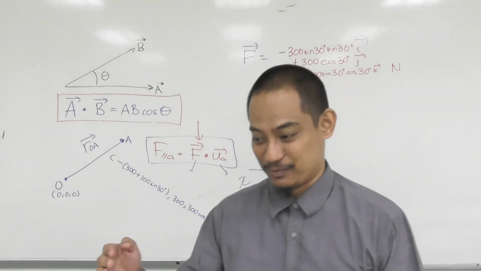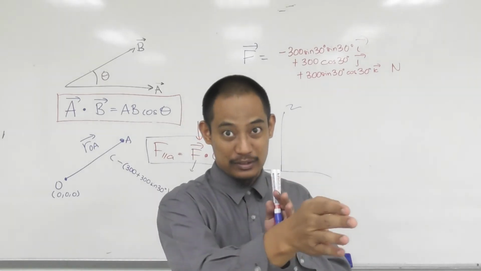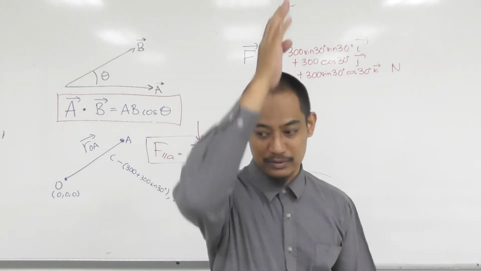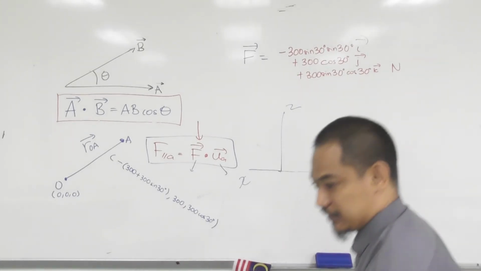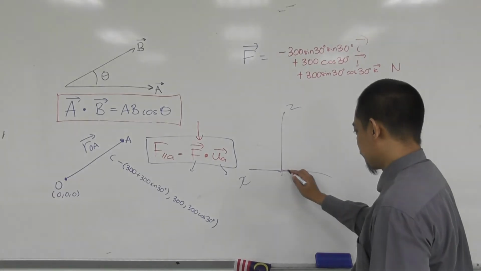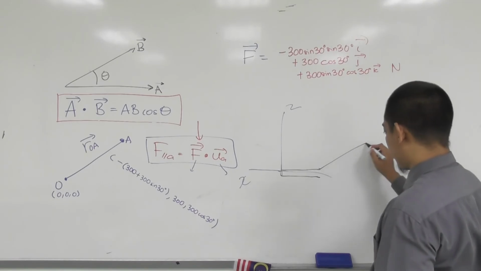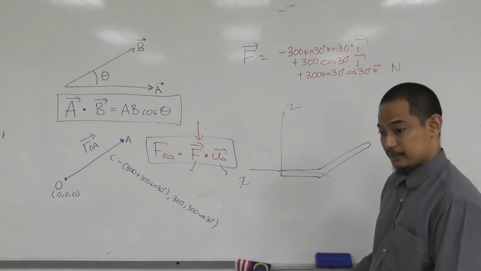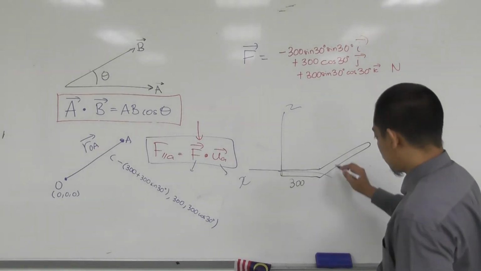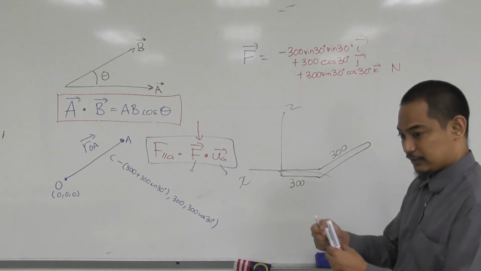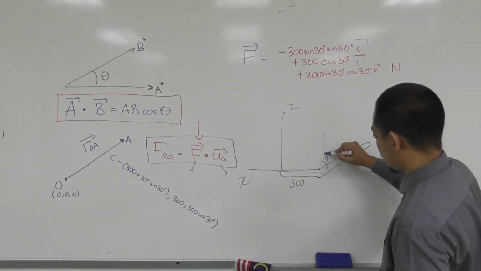I hope you can imagine which direction I put. When you look at it from the y-axis, you get x to the left and z upwards, right? So from there, the bracket will look something like this, and then it goes up, where this is 300 and this is also 300. However, that 300 is making an angle of 30 degrees here, right?